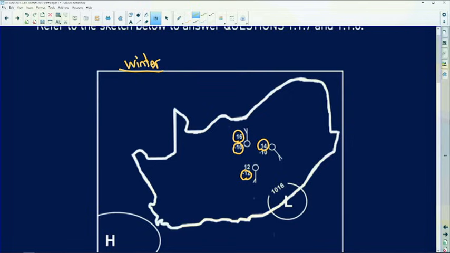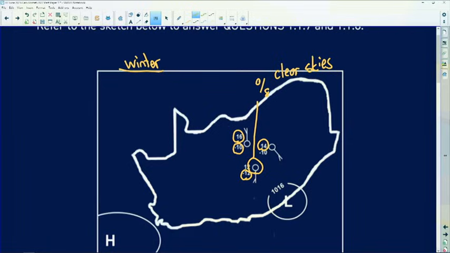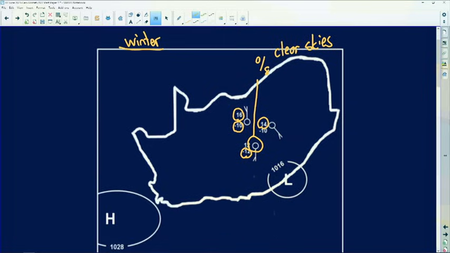Very interesting as well. If you look at our weather station models, clear skies. 0 oktas. So that's clear skies. Now you should know now, grade 12s, over the interior, during winter, we experience clear blue skies. Why? Because we have the Kalahari high pressure system over the interior. We have sinking air. So there's no formation of clouds possible because of the strong subsidence taking place. As the weather station models indicate, all three of them over the interior have clear blue skies.